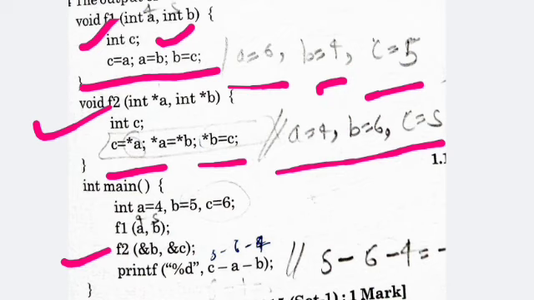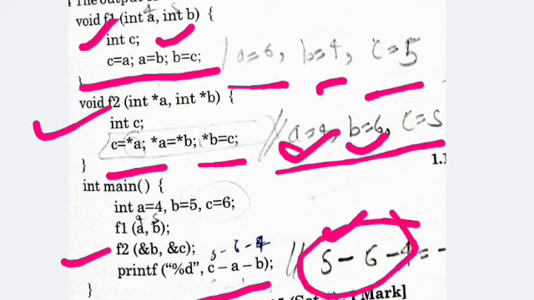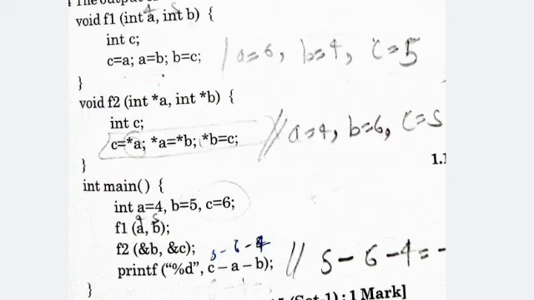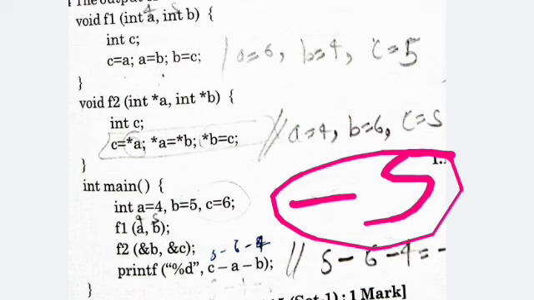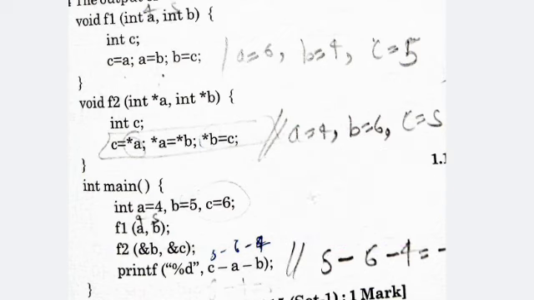Now what will be the printed values? So here the printed values are c equal to 5, b equal to 6 and a equal to 4. So we put these values and we get the correct answer, which is minus 5. So minus 5 is your right answer. Now come to the next question.